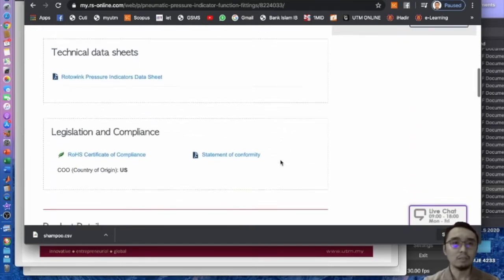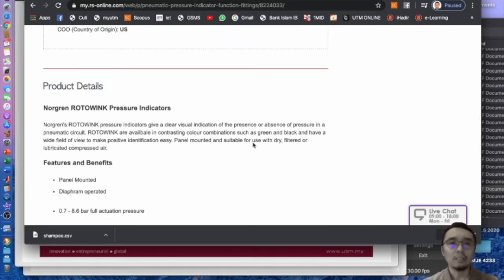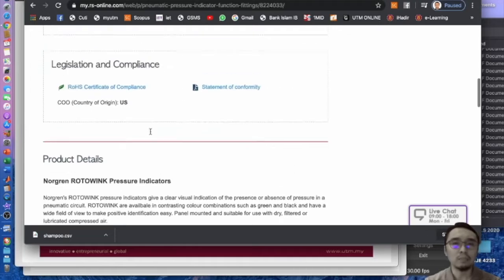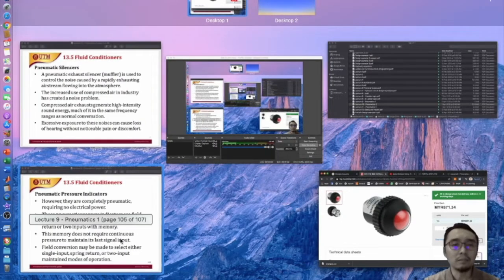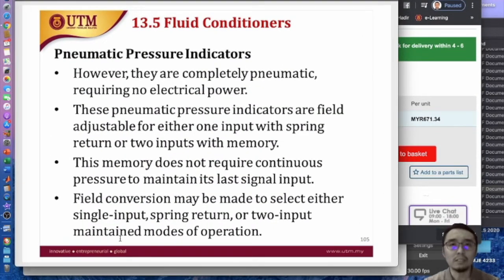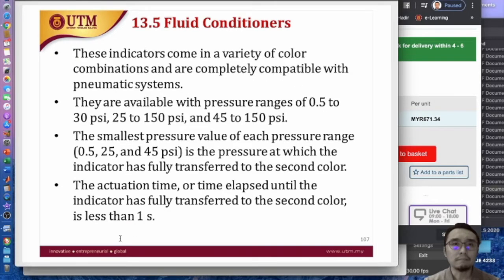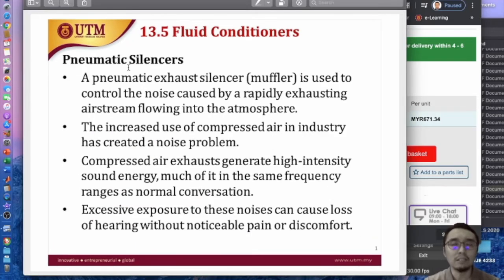It allows you to indicate the presence or absence of pressure in the pneumatic circuit, so you would know whether the circuit is turned on or if there's any pressure at all in your circuit. So it's just a simple way to know whether your circuit is operating, in an on state or off state. Okay, so that is the indicator, a very simple way to know whether there's pressure or not in your circuit.